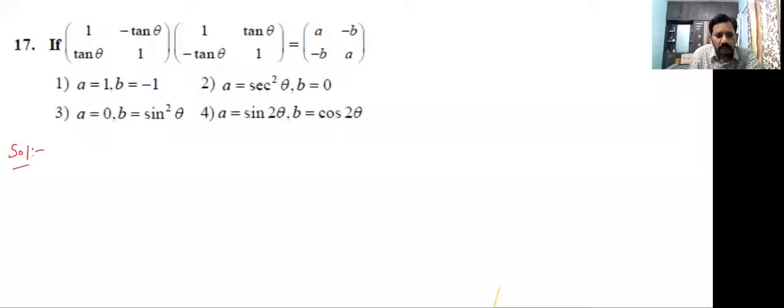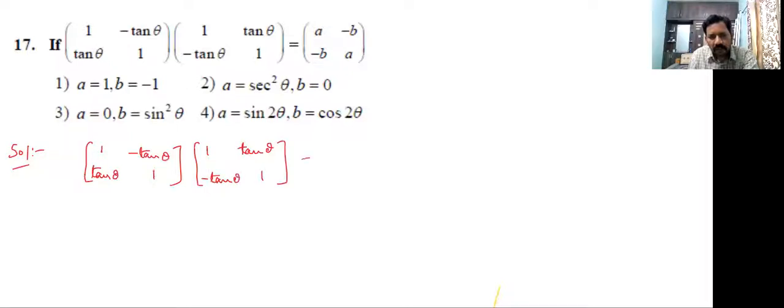How to do the product of two matrices? Already you know very well. So the matrices are [1, minus tan theta; tan theta, 1] into [1, tan theta; minus tan theta, 1]. That is equal to [A, minus B; B, A].